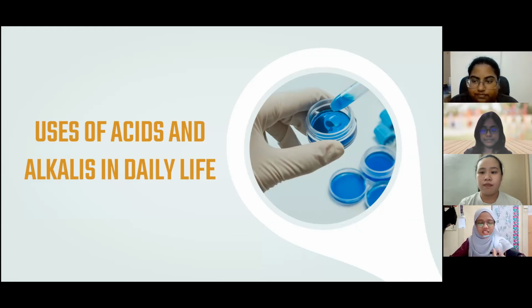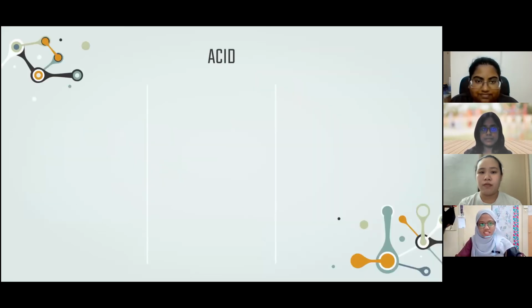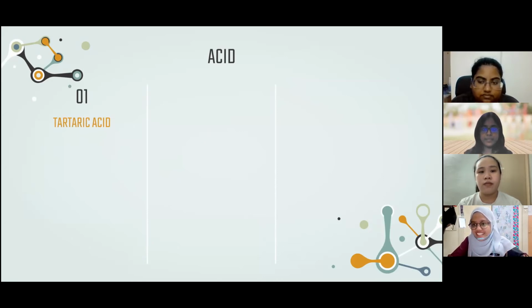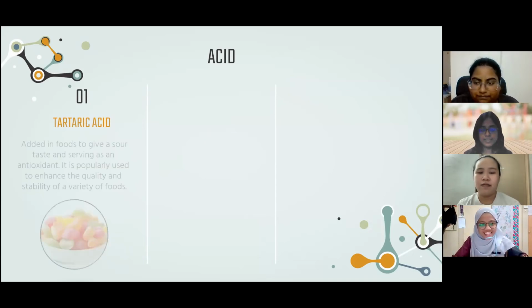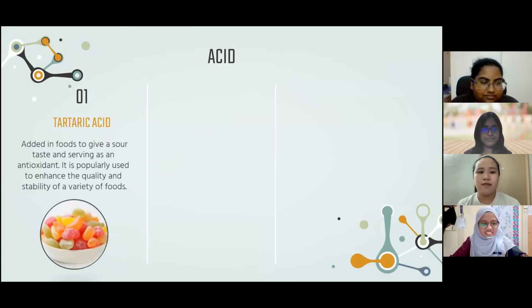Hi guys. Now we are going to learn about the uses of acids and alkalis in our daily life. Let's move on. The first acid is tartaric acid. Can anyone guess what the uses of tartaric acid are? Not sure, teacher. It's okay. This acid is added in foods to give a sour taste and serves as an antioxidant. It is popularly used to enhance the quality and stability of a variety of foods.